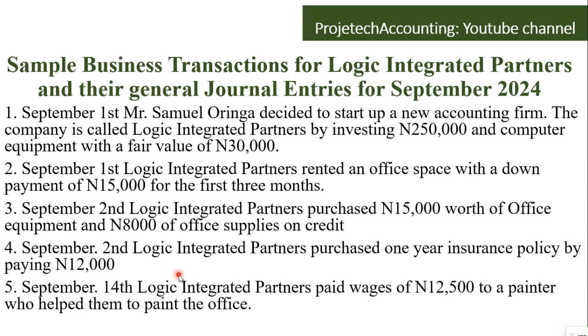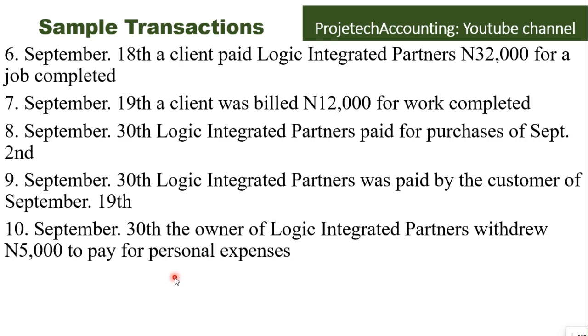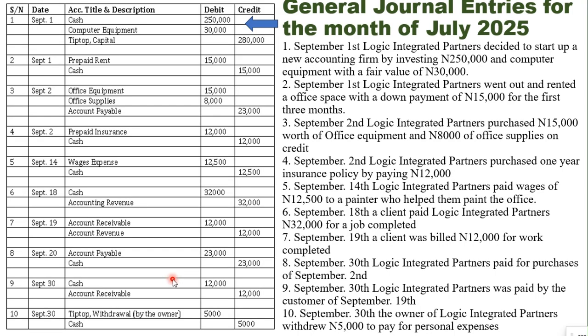So we have about 10 sample transactions in the month of September. We're going to look at these transactions critically and be able to extract the necessary information that will enable us to do the posting in the subsequent videos. So looking at this, we start with number one. September 1st, Logic Integrated Partners decided to start an accounting business by investing 250,000 and computer equipment with a fair value of this. So now look at this number one.